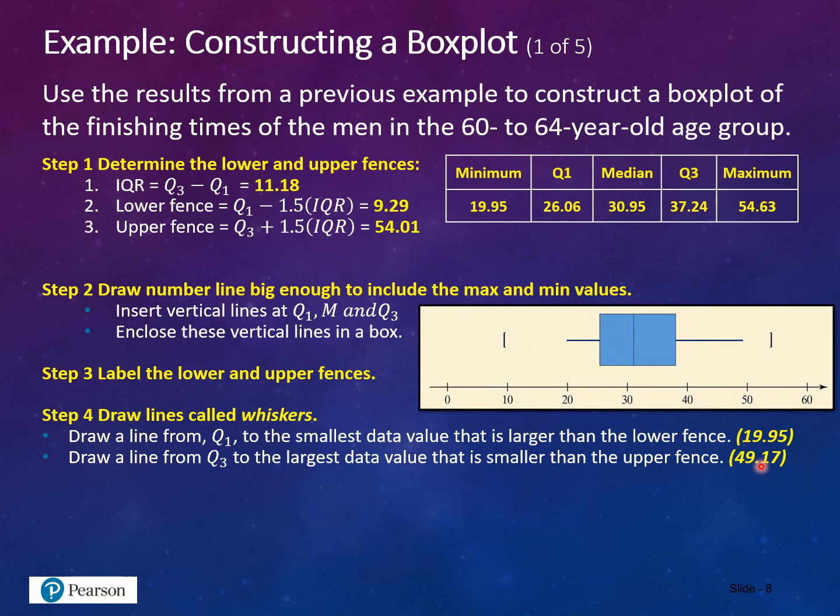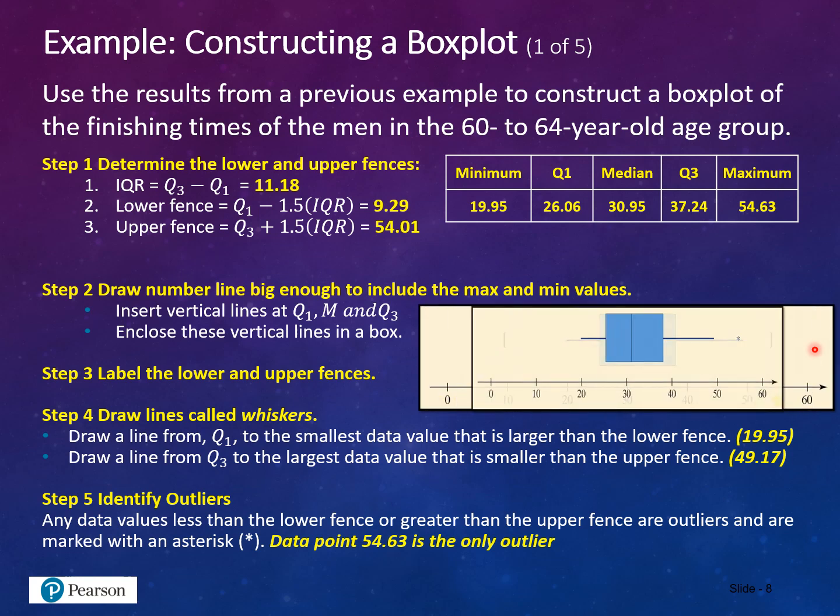Now we draw lines that are called whiskers. So we draw a line from quartile 1 to the smallest data value that is larger than the lower fence. Our lower fence was 9.29, and our minimum data value is actually the smallest value that is larger than the fence, 19.95. We also draw a line from quartile 3 to the largest data value that is smaller than the upper fence. Our upper fence was 54.01, and the data point that is closest to that but smaller is 49.17, and you can see that line right here. So these are called the whiskers. They're coming off of, I guess that's the face of the cat, if you will.